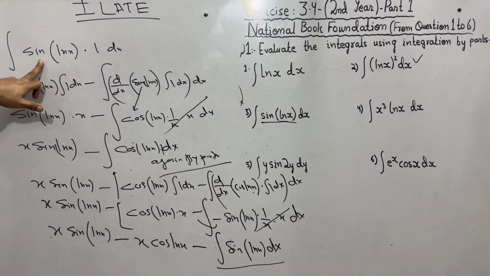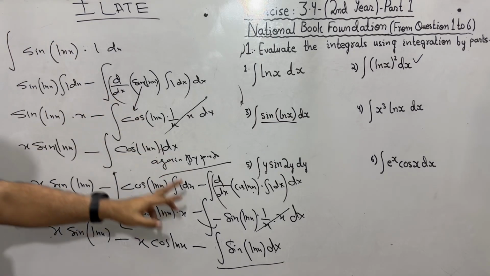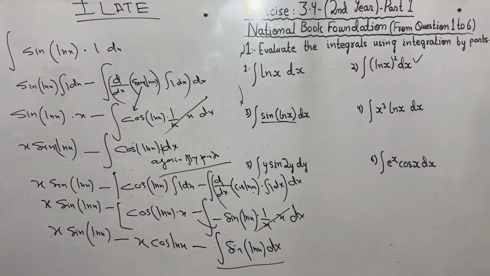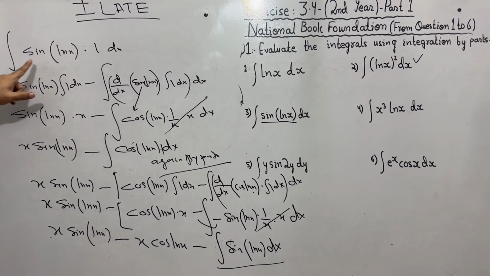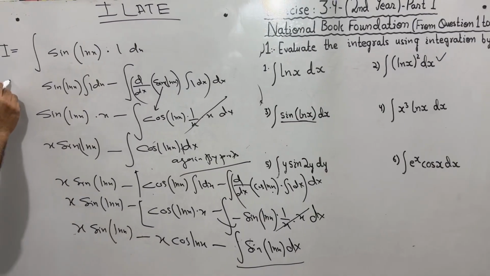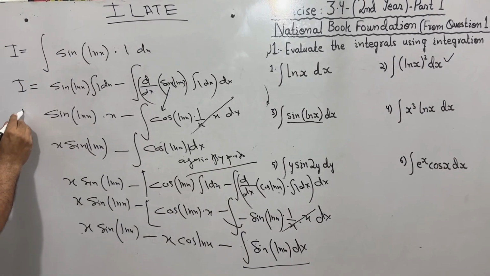Look at this. We have again reached the point where we started. The data repeats after twice integration. So how can we handle this? How can we integrate this? It's an infinite loop or chain. This is our original integral I. On the left hand side, I can write I overall.